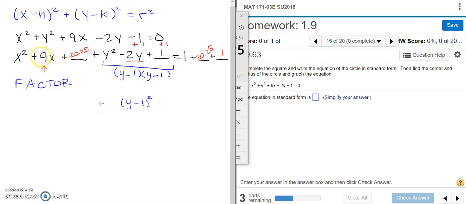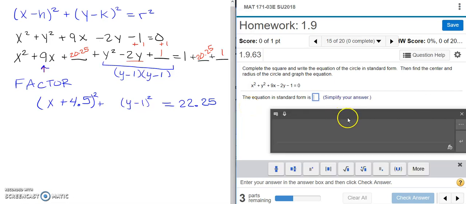Now with our x's, since these numbers are a little uglier, it's a little harder to factor, but I'll show you a trick. The number in the parentheses is always half of that middle number. So you can double check me if you want, but I know this is going to be x plus 4.5 squared. And you can FOIL that out and check me, but it always ends up being half of that middle number. And then adding these together, we've got 22.25.